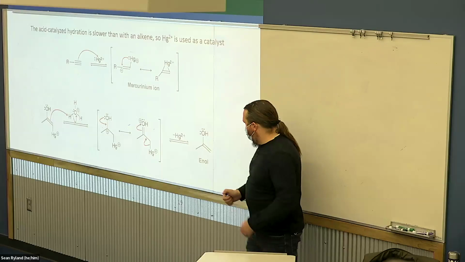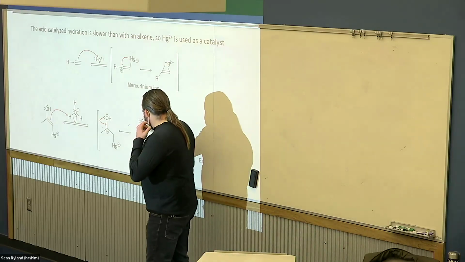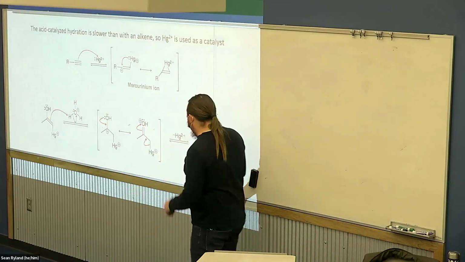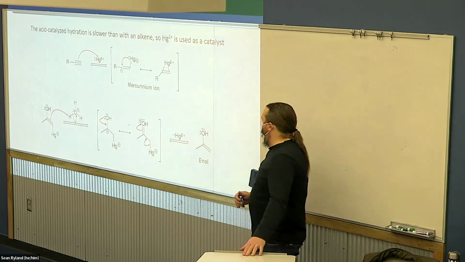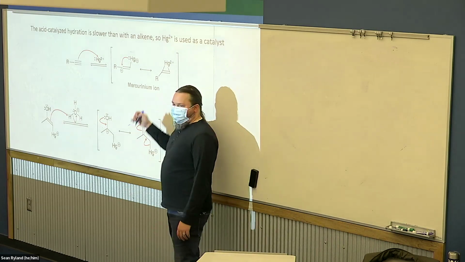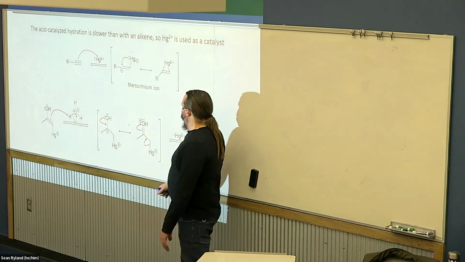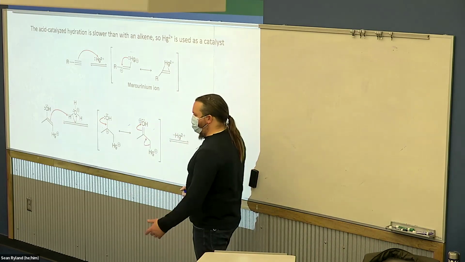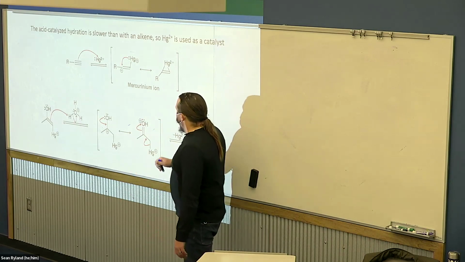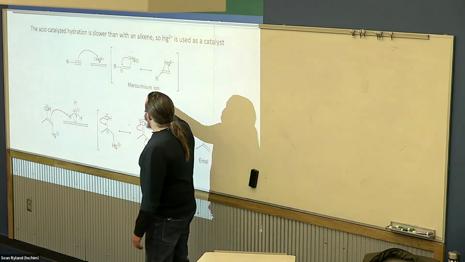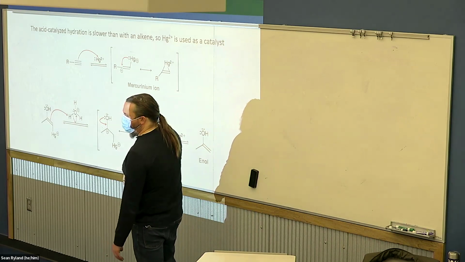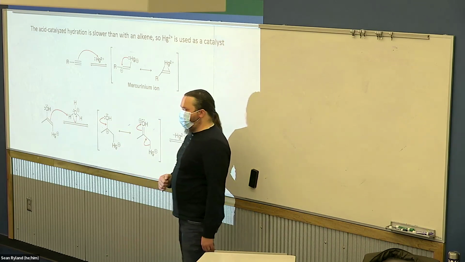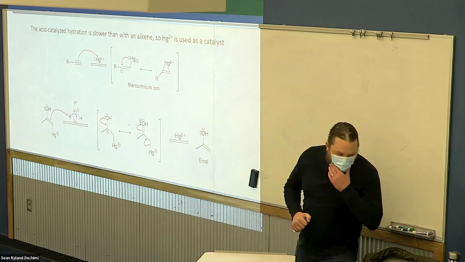That's not what we're doing. This one doesn't really have a name. And for the most part, I'm not gonna worry too much about the names in general. I don't care really if you know this is called the mercurinium ion. The name is just in the figure. If you look up the hydration of alkynes with mercury, you should be able to find things that way.